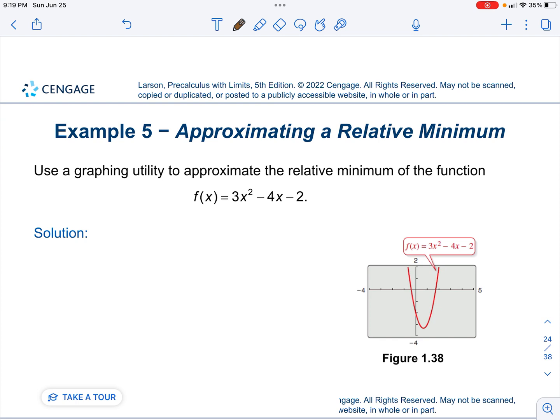So like here it says use a graphing utility to approximate. So this would be the minimum. It's the lowest point in that area. So it looks like negative 1, 2, 3, a little bit more than negative 3. That's the lowest. So I would say the minimum is the lowest that it goes.